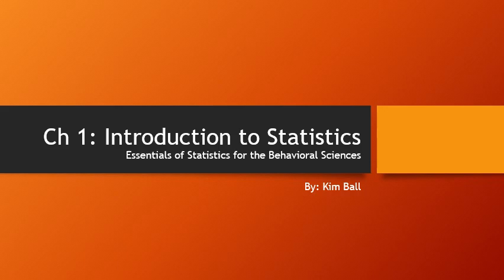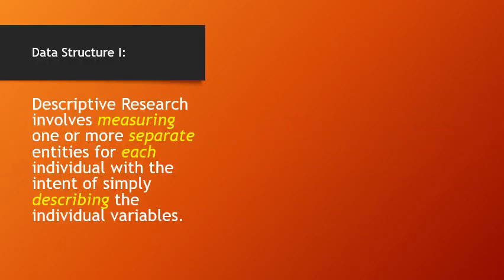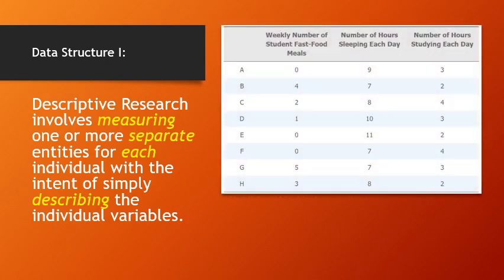This video covers Chapter 1, Section 3, data structures, research methods, and statistics. Data structure 1 talks about descriptive research, which involves measuring one or more separate entities for each individual with the intent of simply describing the individual variables.